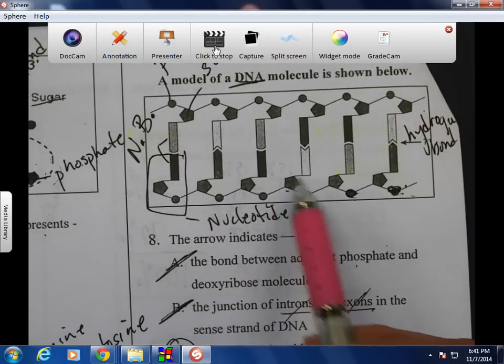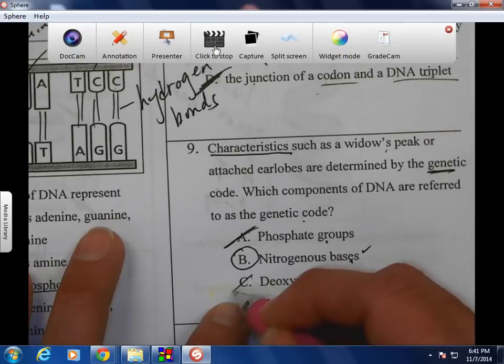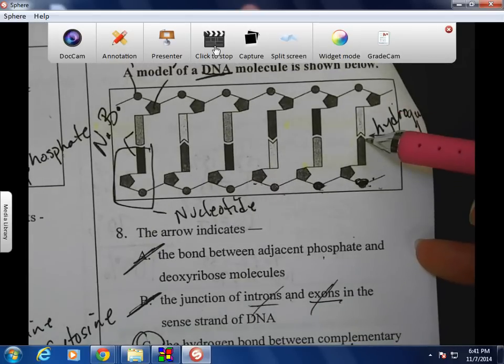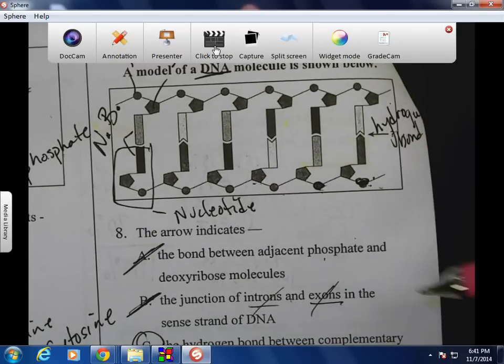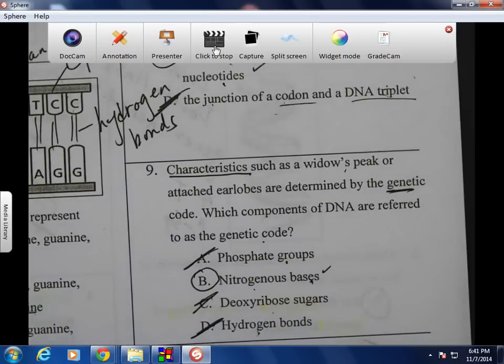Deoxyribose? That is part of the sugar phosphate backbone. So that's not holding it. And the hydrogen bonds, that is what's connecting the two nucleotides or the nitrogen bases together. So that's not holding it. So B is the correct answer.